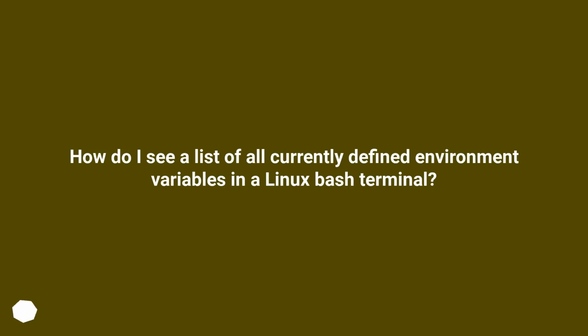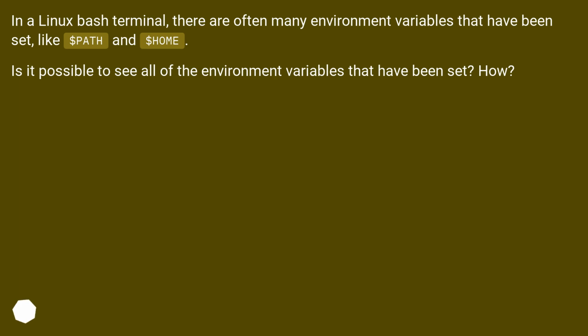How do I see a list of all currently defined environment variables in a Linux Bash terminal? In a Linux Bash terminal, there are often many environment variables that have been set, like $PATH and $HOME. Is it possible to see all of the environment variables that have been set? How?